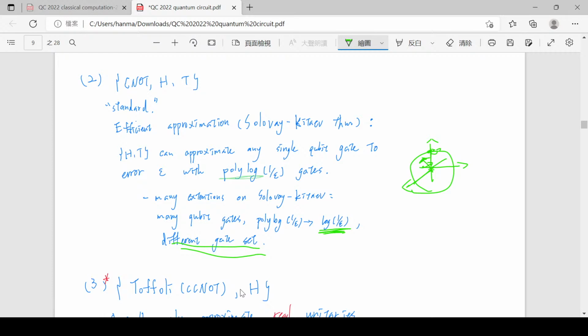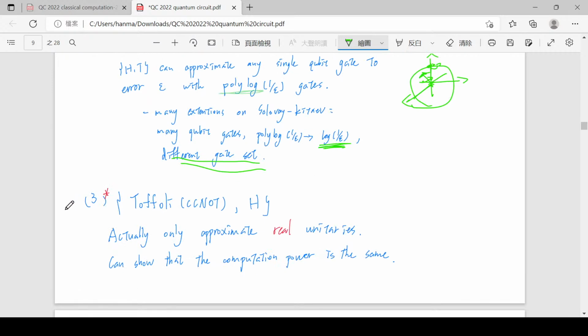Okay, so that's a universal gate set. But let's go back from our digression to the main level, and the bottom line is CNOT, Hadamard, and T. If you just place those on your circuit, you can do any quantum computation. And it's proven. Question? Okay.